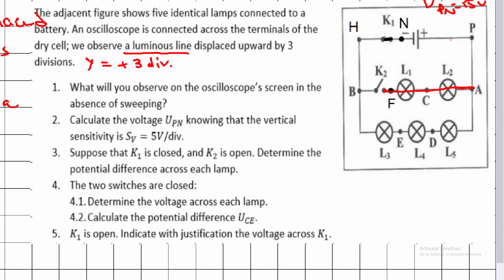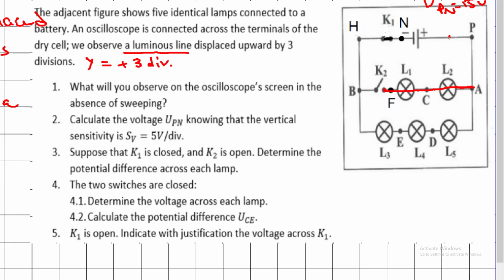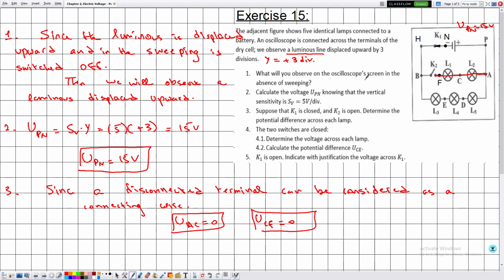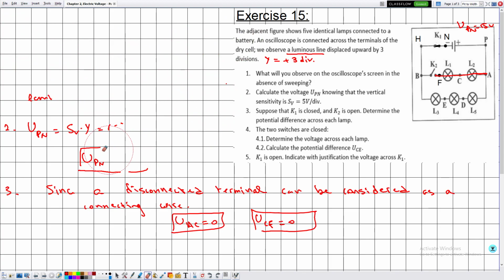Now regarding the lamps L3, L4, L5, they are connected to the battery, because notice that this loop is a closed circuit. And in order to determine the voltage across each lamp, because they are identical, first we need to determine the potential across these lamps, which is given by UAB. And this can be done by the law of addition of voltages. Then let's apply the law of addition of voltages.